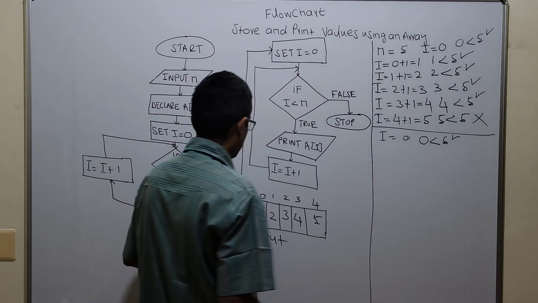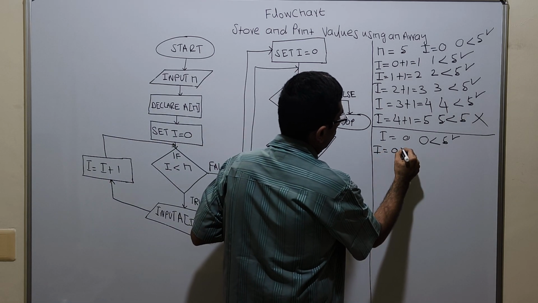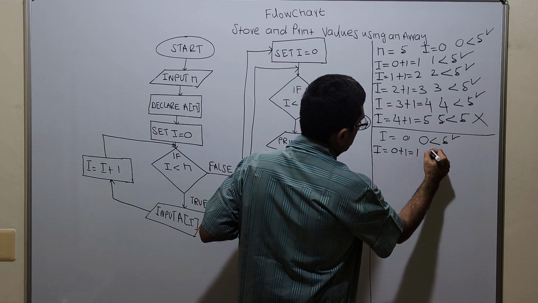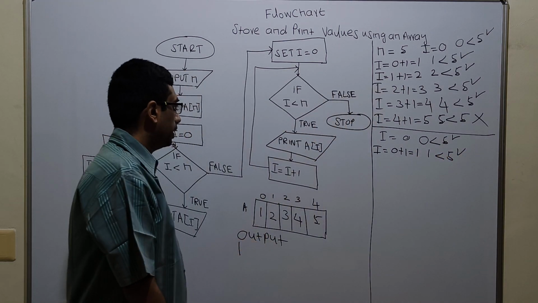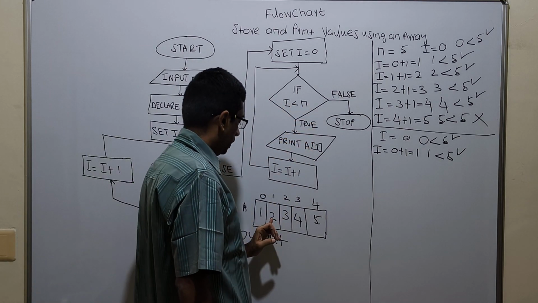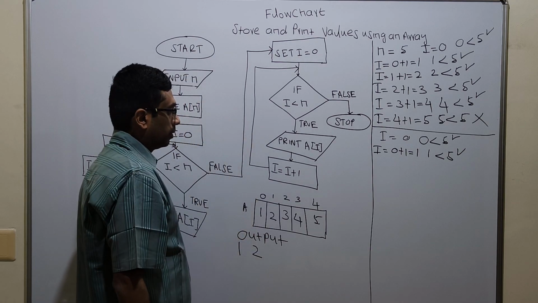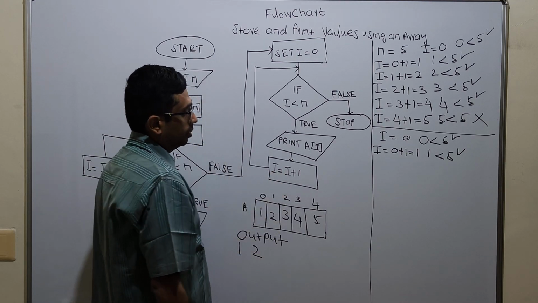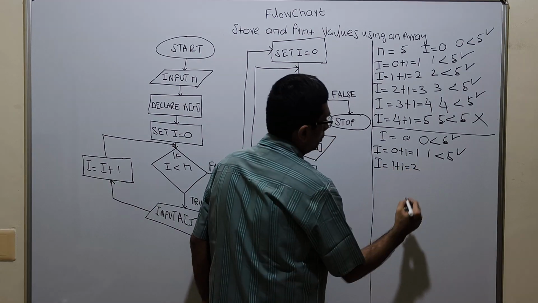I am incrementing I by 1. I equal to I plus 1. I equal to 0 plus 1, which is equal to 1. I am checking 1 lesser than 5. The condition is true. Print a of I. A of 1 will get printed. A of 1 I am having a value 2. Incrementing I by 1. I equal to 1 plus 1, which is equal to 2.